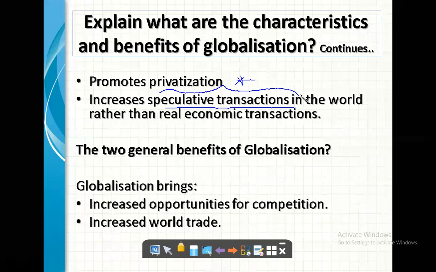Speculative transaction? In speculative transactions, we are talking about what we have already budgeted for. Is that right? So in our budget, we said that probably we are going to receive 60 million from our international transaction. But we have not received that money yet. So in real economic transactions, that is not realized yet. Is that clear?